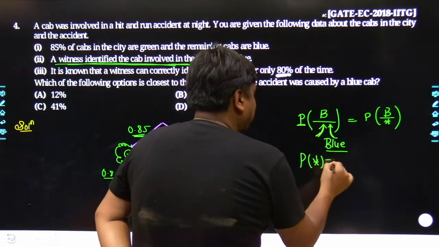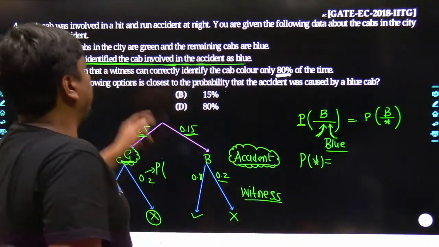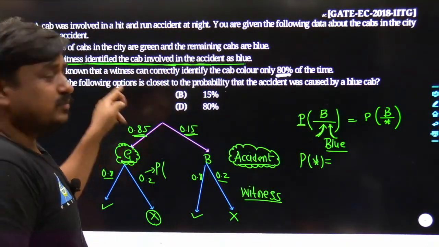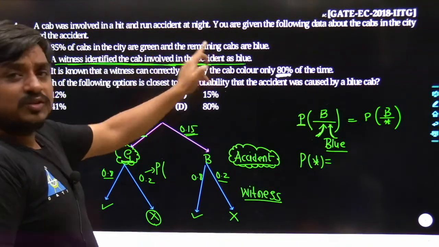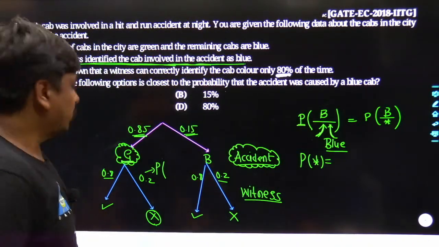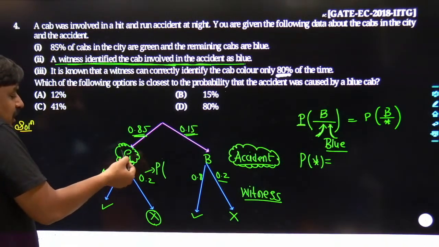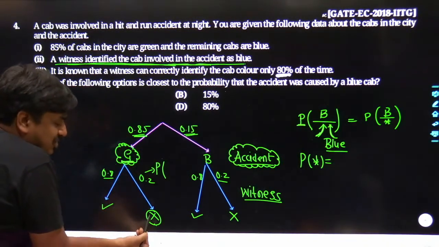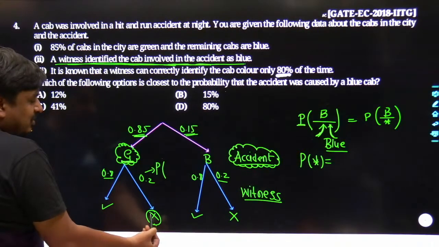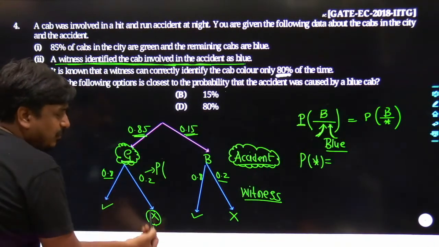P star is nothing but the probability when the person has already identified the hit and run cab color as blue. How is it possible? In that day, the hit and run was performed by the green, but he could not judge it correctly. So obviously, rather than judging it green, he has judged it blue.